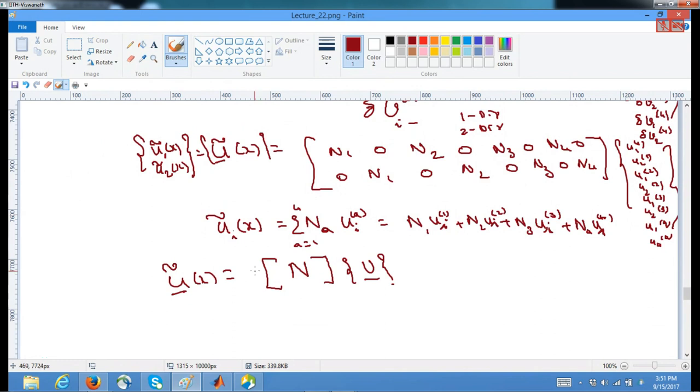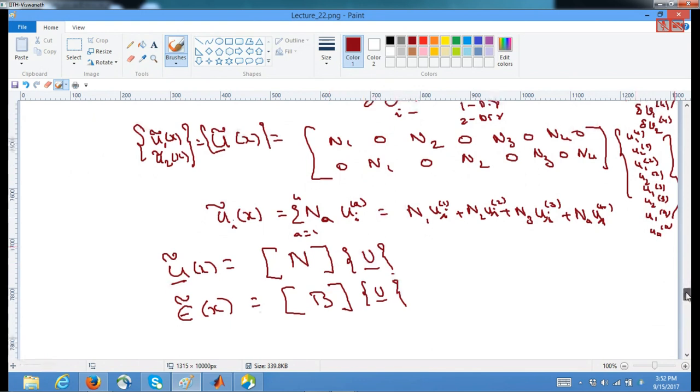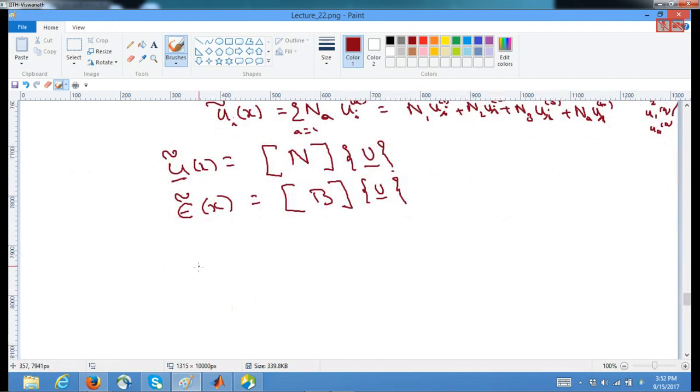And similarly, what we have shown is our strain is given as B matrix times u bar. This we are also clear on, which we have shown earlier. So this is the strain displacement matrix, this is the shape function matrix. And the same thing equally applies for our virtual displacement, so instead of u, these are virtual displacement and virtual strain.